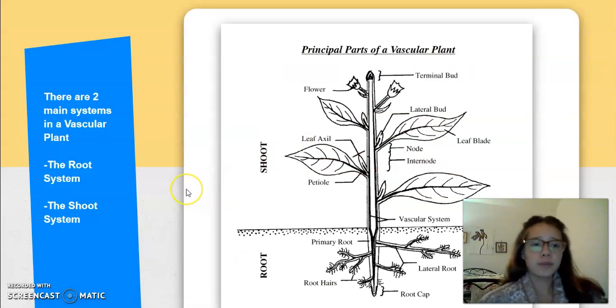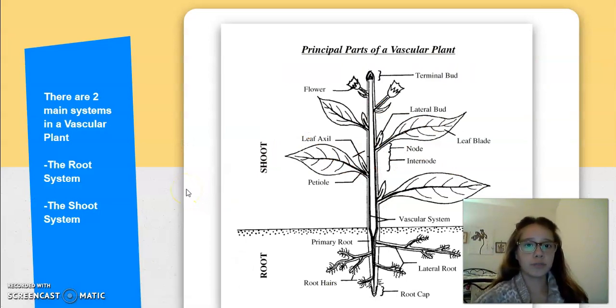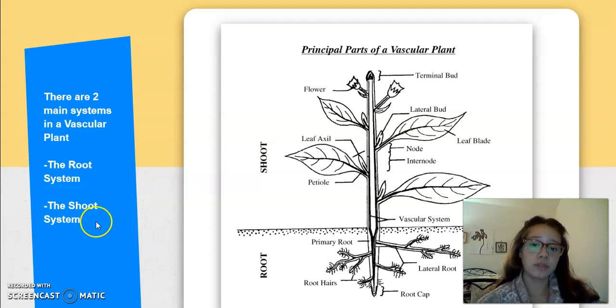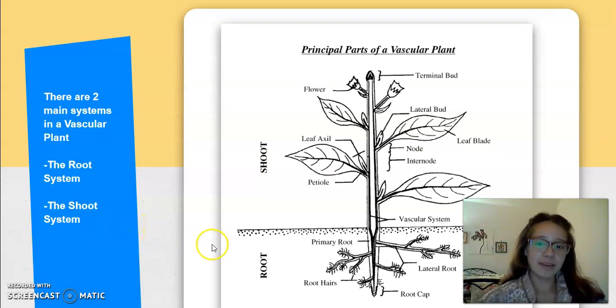I'm going to teach you guys pretty much the body parts of a vascular plant. A vascular plant is a plant that produces a fruit or a flower. There are two main systems in a vascular plant: the root system and the shoot system. So they kind of rhyme. And we're always going to start from the bottom and work our way up.